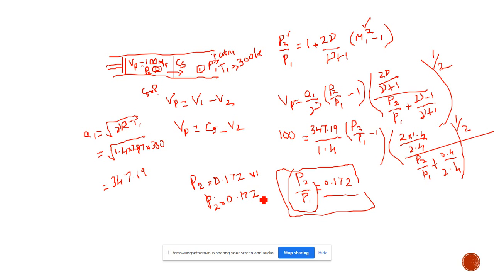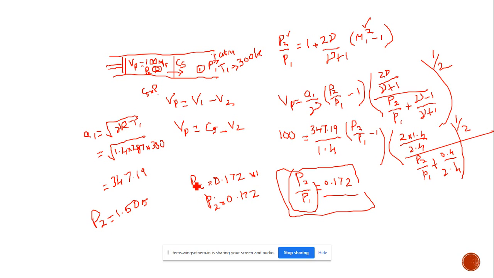Students, did any others get the same answer, 0.172, or some other answer? Actually, the answer we need to get is 1.505. Sir, I got 1.646. 1.64, yes, it is right only. 1.64 is almost the same only, no problem. But here the answer needs to be P2 equal to 1.505. So almost it will be the same only.